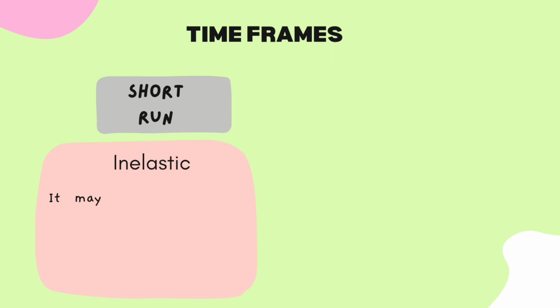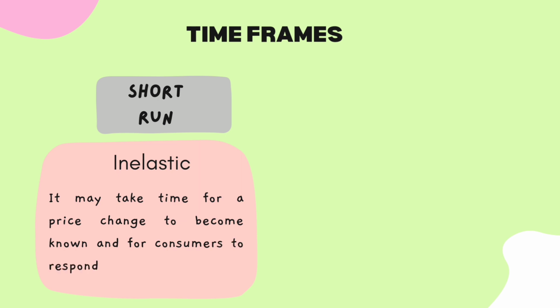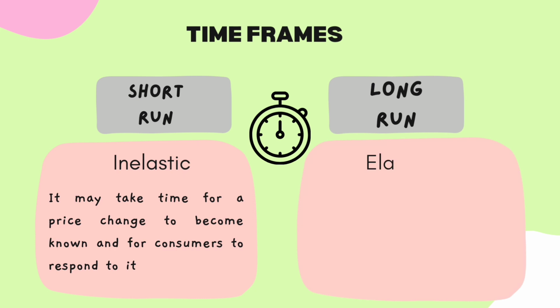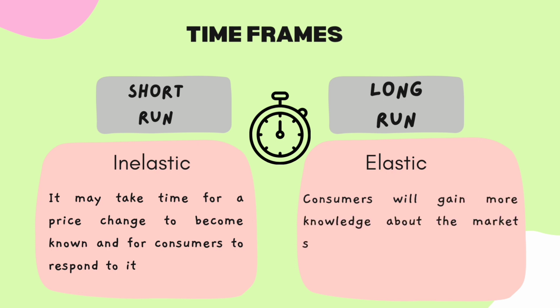Next is time frames. In the short term, demand tends to be more inelastic because it might take time for a price change to become known and for consumers to respond to it. Additionally, in the short run, the goods that are demanded will have limited substitutes, while for the long run, the longer the time period after the price change, the more elastic the demand becomes. Within a long period, consumers will gain more knowledge about the market situation and thus more substitutes can be found, so that long run periods are more elastic than the short run periods.